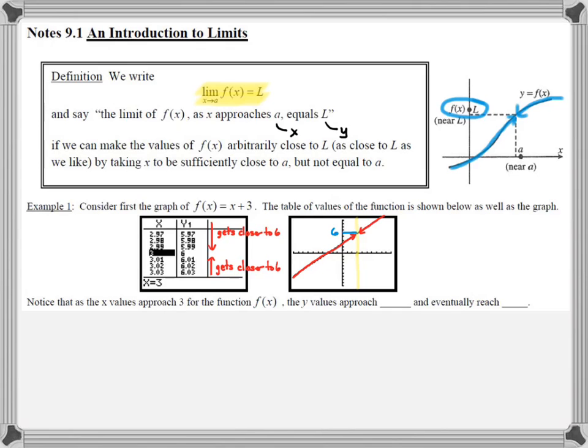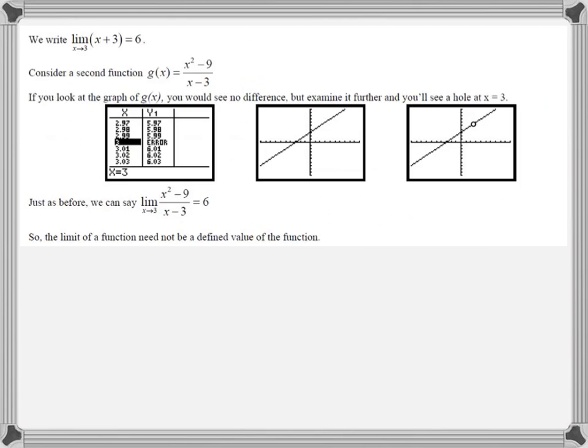So, to answer the question below, notice that as x values approach 3 for the function f of x, the y values approach 6, and they eventually reach 6. Okay, so from the previous example, the way that you would write the limit statement is the limit as x goes to 3 of x plus 3 equals 6.